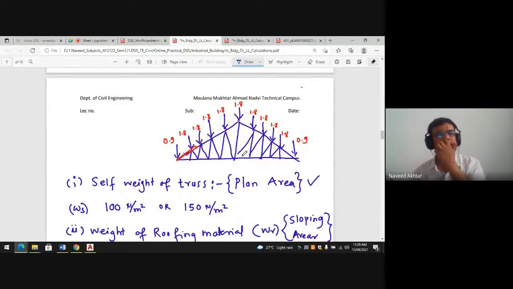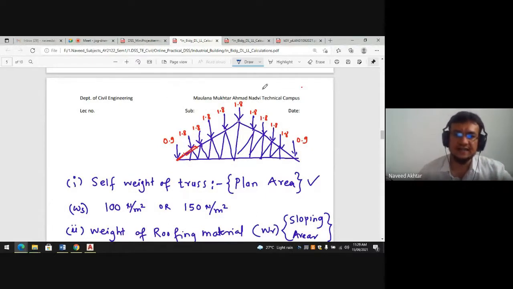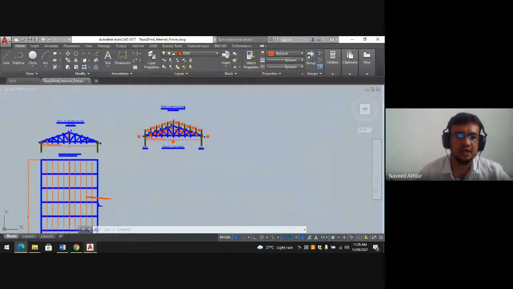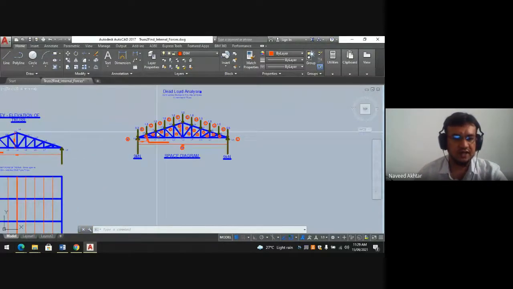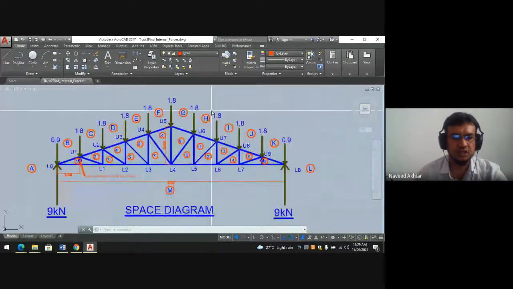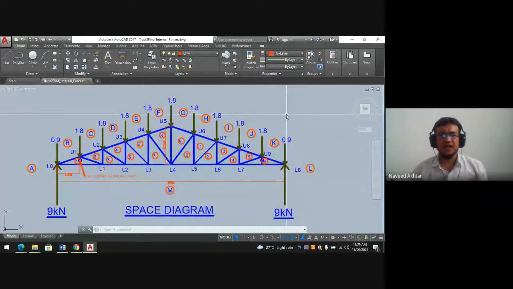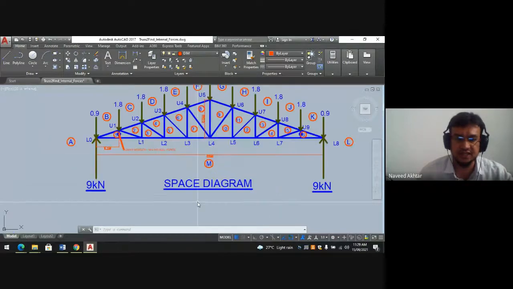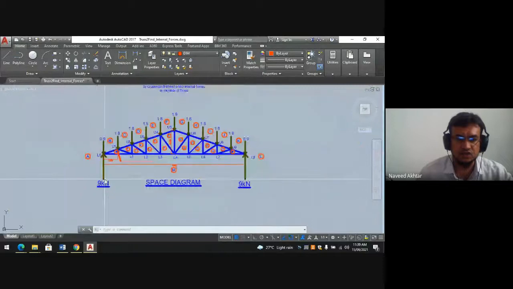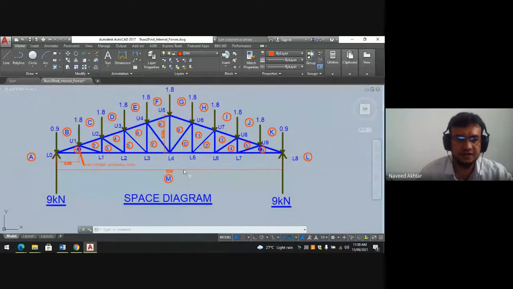This is the dead load analysis. We have got this load, and I have transferred it into AutoCAD to show you. So this is what we have drawn in AutoCAD, and this is the space diagram. Why is it called the space diagram? Because as per the dimensions, we have taken the scale here, 1:100. Okay, so this scale we have drawn.